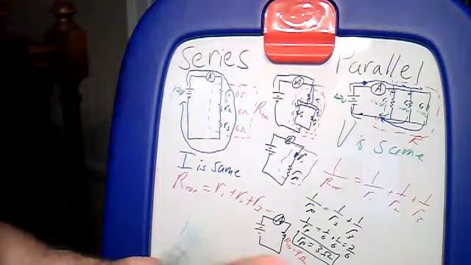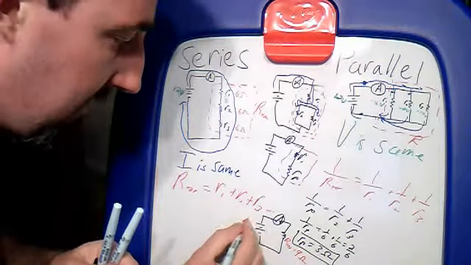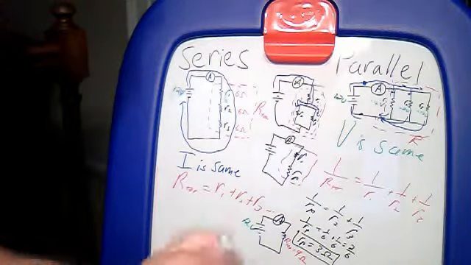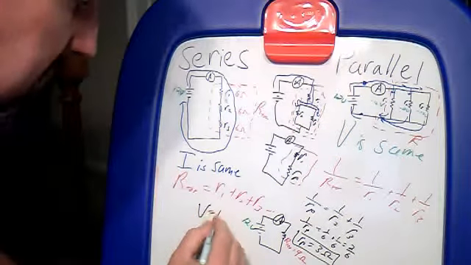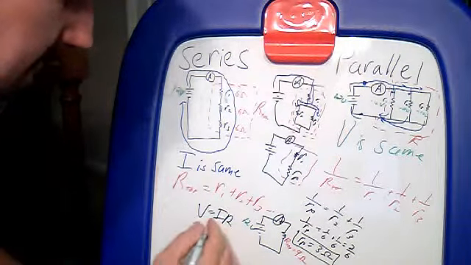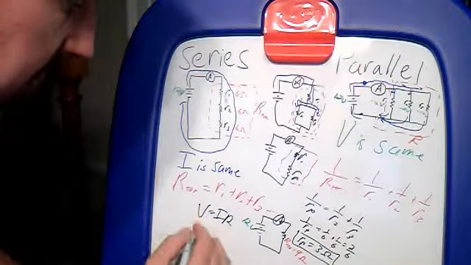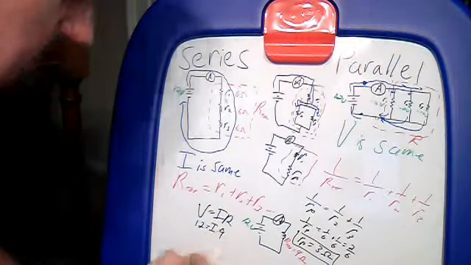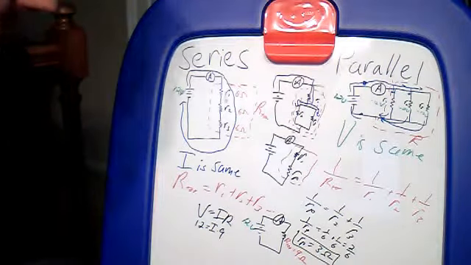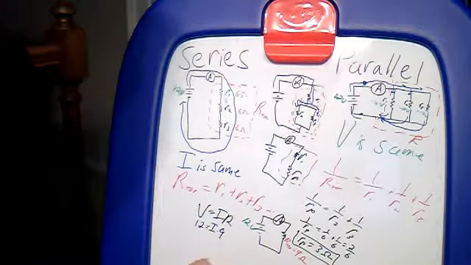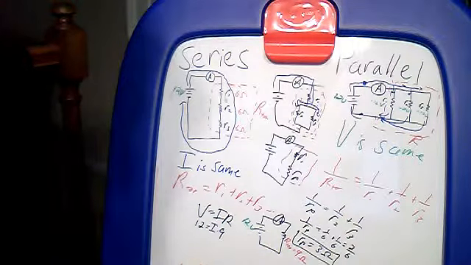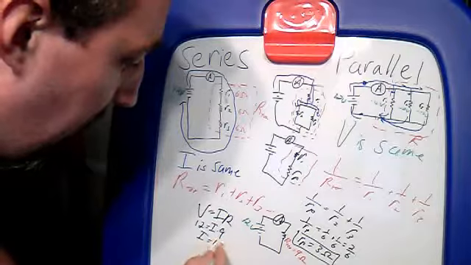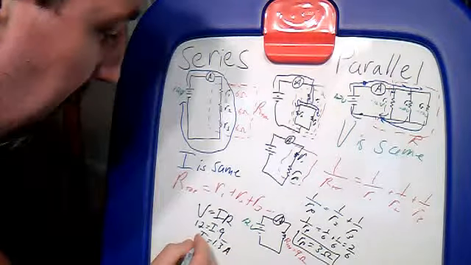If this is a 12 volt battery and a 9 ohm resistor, I can use Ohm's law, V equals IR, and say, alright, 12 equals I times 9. So I'm going to end up getting, 1 1/3? Yeah, 1 1/3. So I equals 1.3 repeating amps.